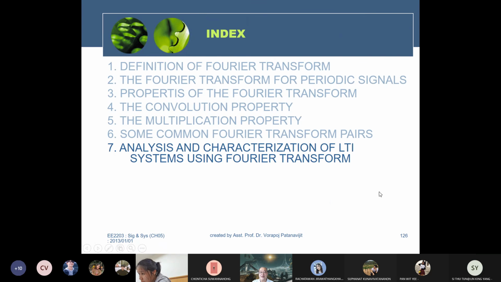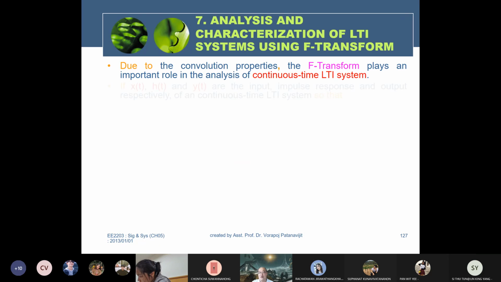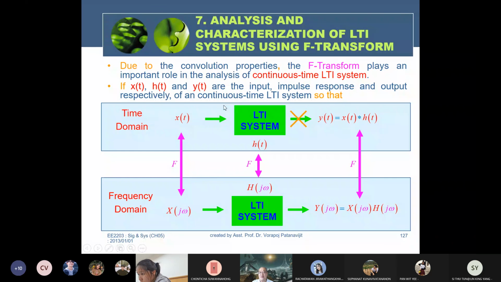The last topic that we will discuss next time is the analysis and classification of LTI systems using the Fourier transform. This section will give you a broader and closer look at how the Fourier transform applies in the real world. If you have a system, you have the input and the output. Instead of computing in the time domain, you compute in the frequency domain, with the Fourier transform.